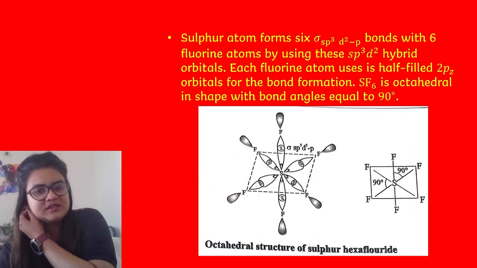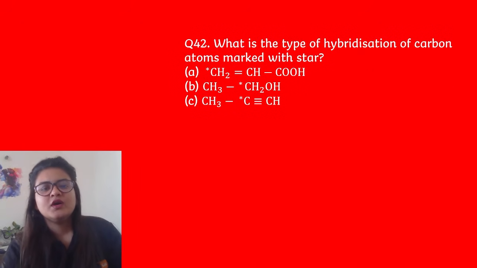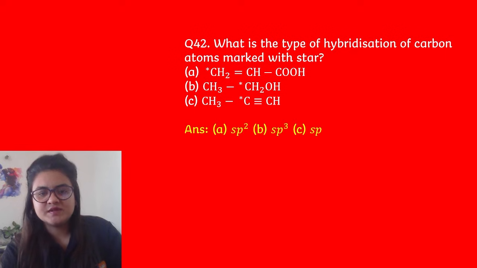Let's proceed further. What is the type of hybridization of the carbon atoms marked with the star? So the first case carbon is basically sp2. Next, this is an sp3 carbon, and the third one is sp.